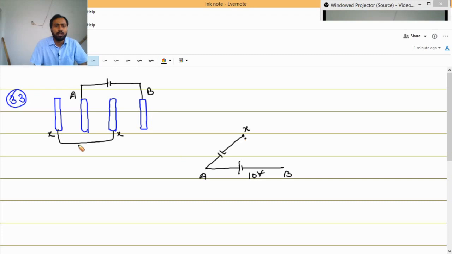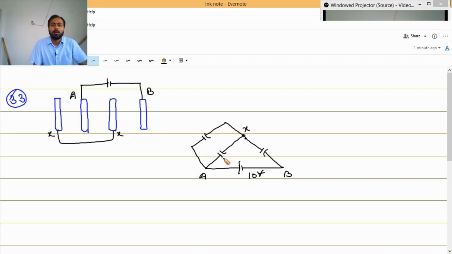Now we have taken this point, and again one more capacitor in between A and B. So again we can write A to B one capacitor. In this way these 2 capacitors are drawn here, and in between B to X one more capacitor is there. So we will write it like this.